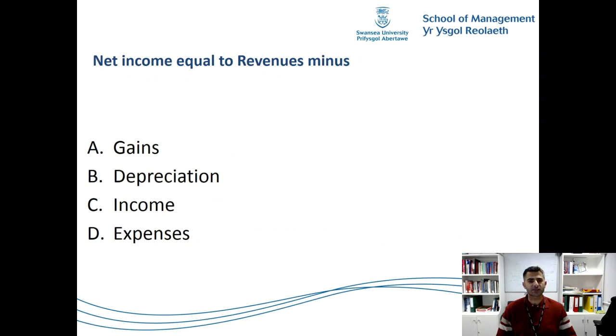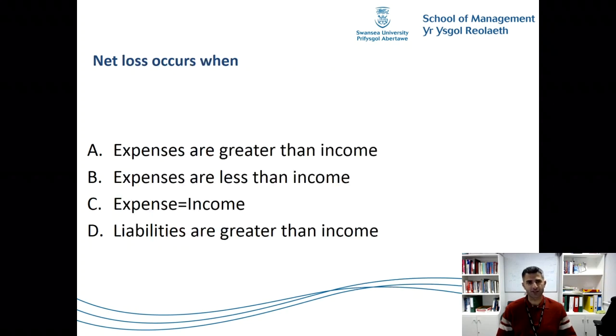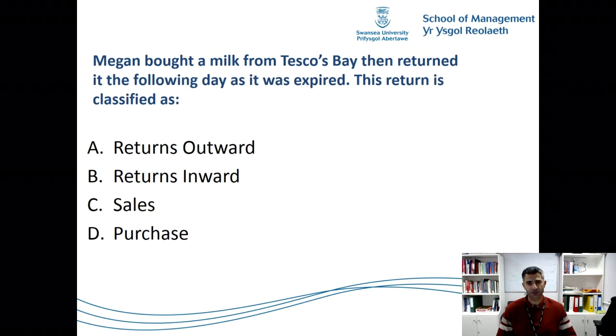How about this? Net income equal to revenue minus, of course, if you look here, you will see it, expenses. How about this? Net loss occurs when, what do you think? Of course, would be expenses are greater than income. In this case, we will have net loss.